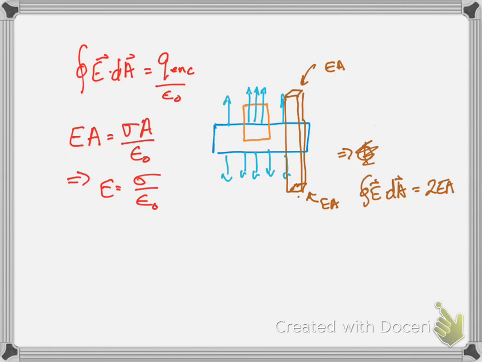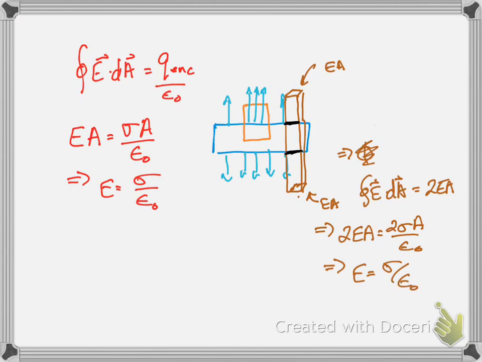But in this case, notice it is enclosing 2 surfaces with charge, right? It has one surface with charge here and a second surface with charge here. So it's enclosing twice as much charge as the infinitely thin sheet. Therefore, 2EA is equal to twice the amount of charge, 2 times sigma A over epsilon 0. So therefore, E is equal to sigma over epsilon 0.